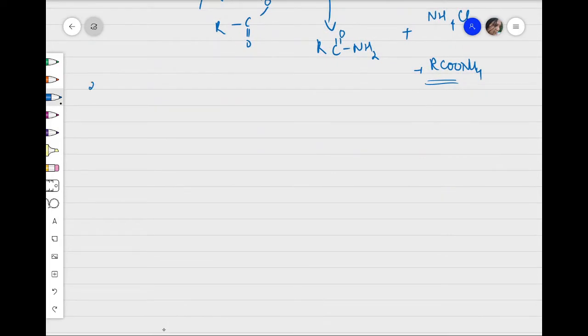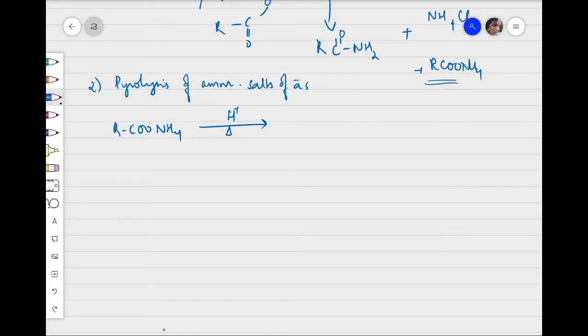Another method of preparation is by pyrolysis of ammonium salts of acids. You take the ammonium salt of an acid and subject it to heating, and this has to occur in the presence of some acid, and we get the corresponding amide and water. The acid is just to prevent this ammonium salt from dissociating to form ammonia and the acid.